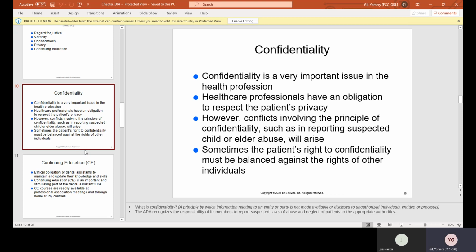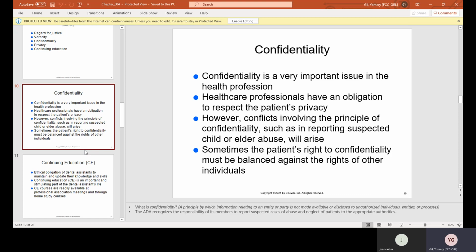Confidentiality is a very important issue in the health profession. Healthcare professionals have an obligation to respect the patient's privacy. Hence why we have those HIPAA forms that the patients have to sign and we keep in their records. However, conflicts involving the principle of confidentiality, such as in reporting suspected child or elder abuse, will arise.